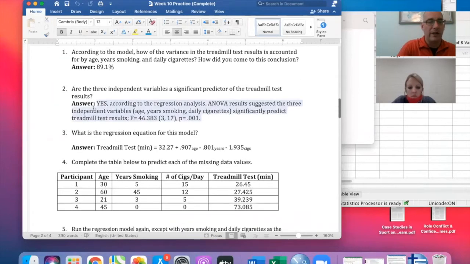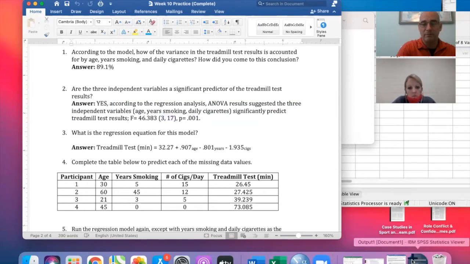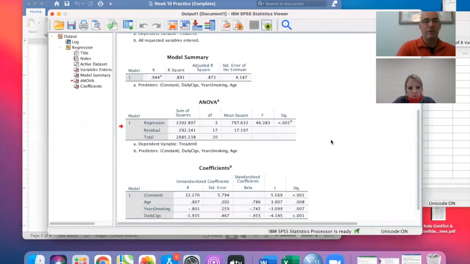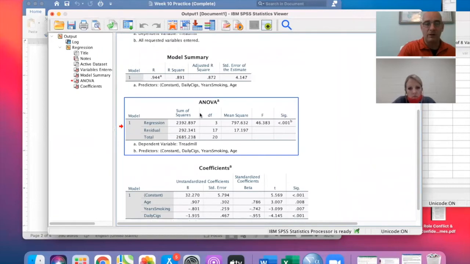So if we were going to write this out, we wouldn't just stop and say yes. We need to back it up with empirical support. According to our regression analysis, ANOVA results suggested that the 3-factor model significantly predicted treadmill test results. And then we report our F statistic, our degrees of freedom, and our p-value.